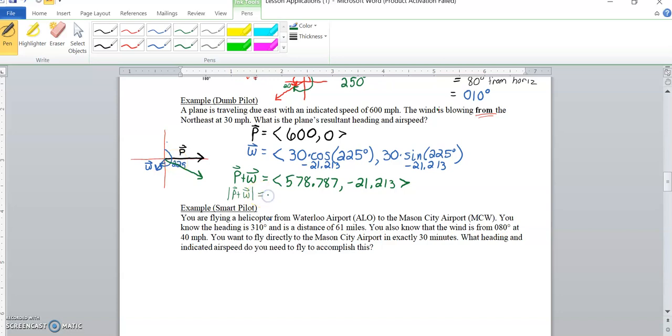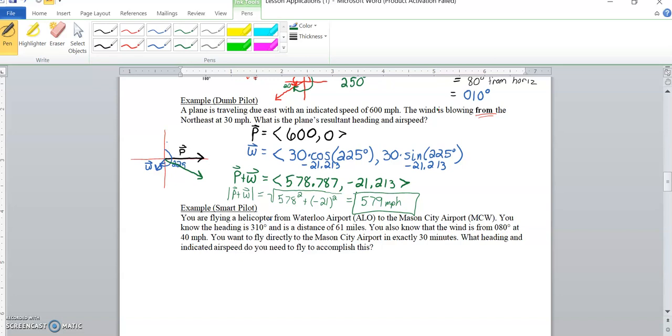So the absolute value of P plus W, so I'm going to shorten it, just 578. Please do not shorten it to that when you run it in your calculator, but just for screen space, I am shortening it quite a bit. But the magnitude is 579 miles per hour. Okay, so that is actually our airspeed. The airspeed is like what is the speedometer actually showing that you're traveling with respect to the air.